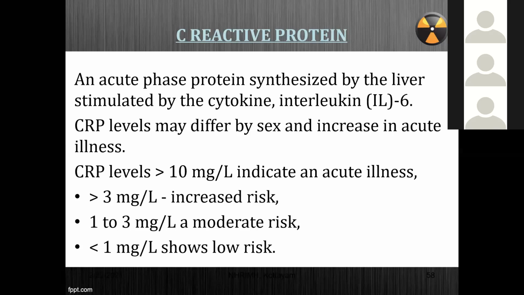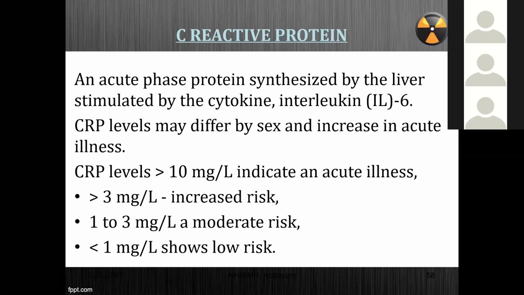CRP is synthesized by the liver, stimulated by cytokines, meaning all the inflammatory mediators like cytokines and interleukins. CRP levels differ by sex and increase in acute illness. Less than 1 shows low risk, 1 to 3 is moderate risk, and greater than 3 is increased risk.